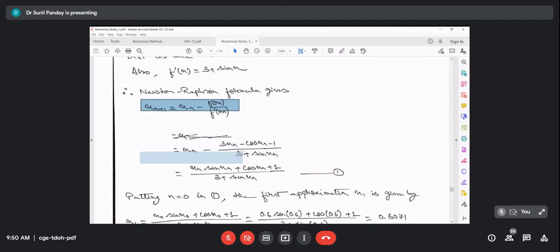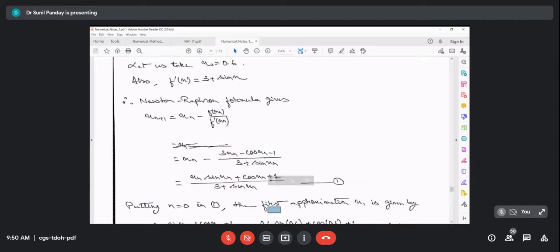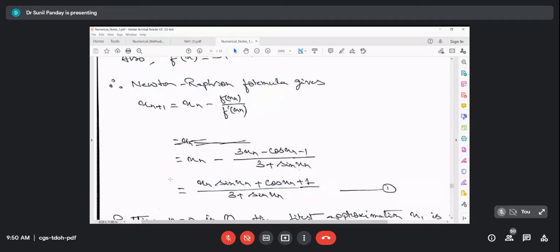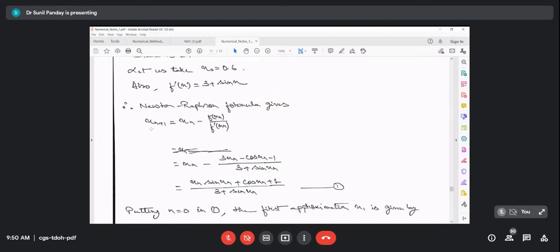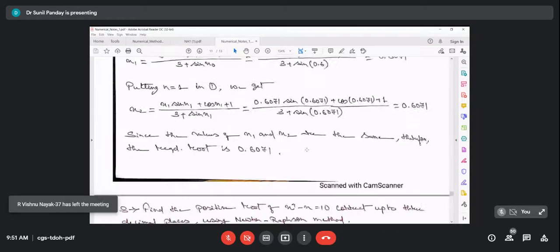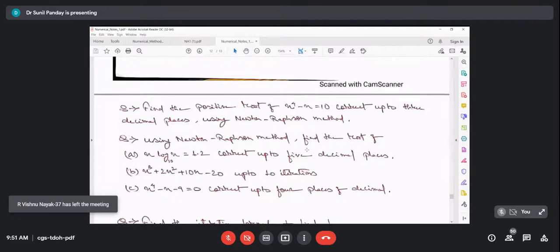But if you directly write this without writing the formula and how you are getting this, because some of you directly write, I don't know how, but they directly write this, then I will not give the marks, because you have to at least tell me that you have obtained this from the Newton-Raphson formula. Okay, so this is the thing.